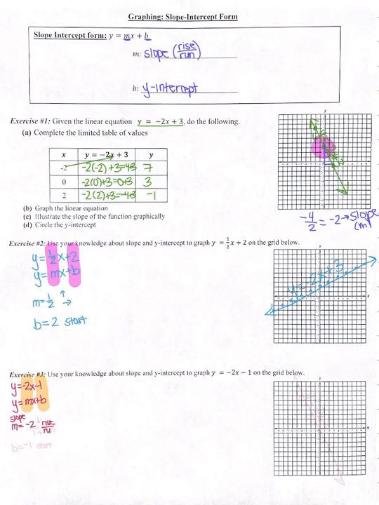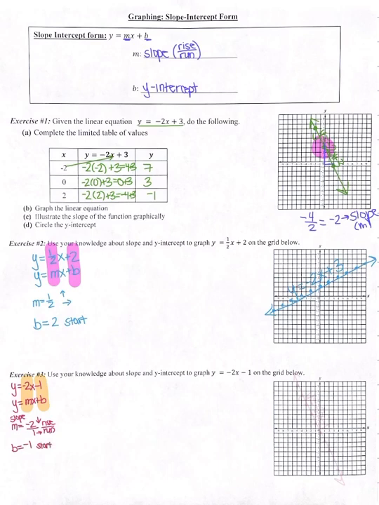However, this isn't a fraction, so we're going to put negative 2 over 1. So that means we go down 2, right 1. The b is the y-intercept, and the b in this case is negative 1. Be sure to count the minuses and negative. So that's where we start.